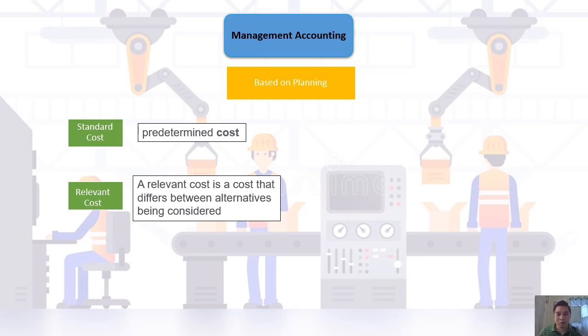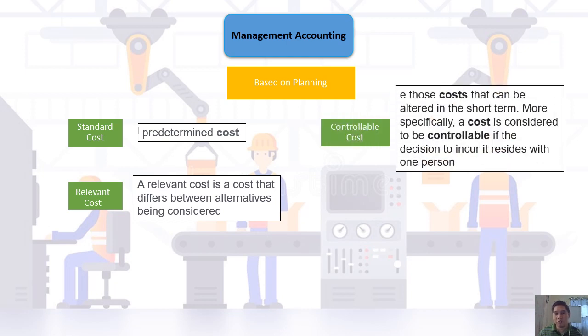So pag pumunta ka sa store, walang shipping cost. Kapag pinag-grab mo yan, may shipping cost. So yung shipping cost na yon, considered siya as relevant cost because it is the difference between the alternatives being considered. Another one, we have the controllable costs. Controllable costs are those costs that can be altered in the short term. More specifically, a cost is considered to be controllable if the decision to incur it resides with one person.